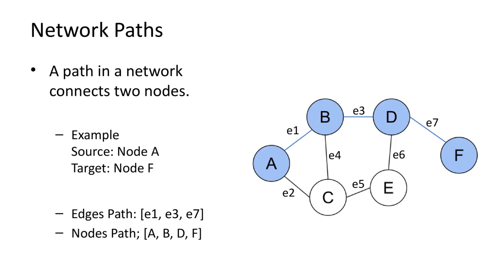There are multiple paths from A to F. Some paths will be longer than others. The highlighted path travels from A to F via nodes B and D. The path can be represented in two ways, as a sequence of edges, or as a sequence of nodes.